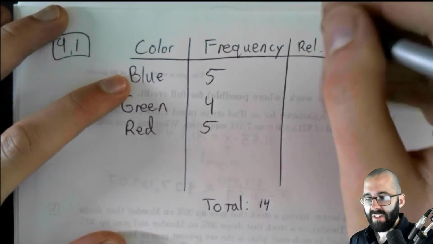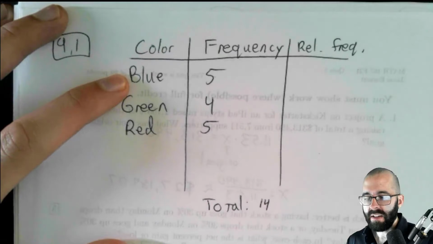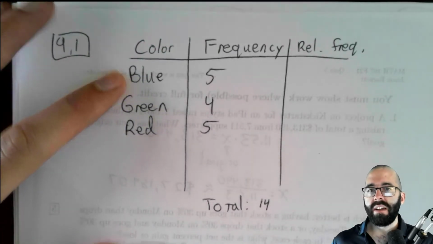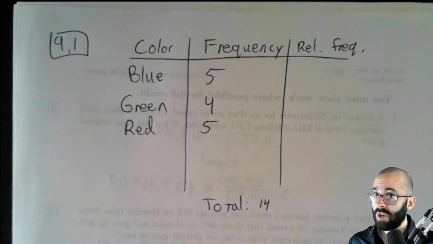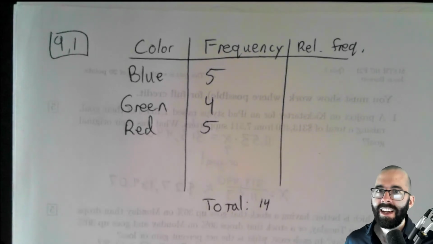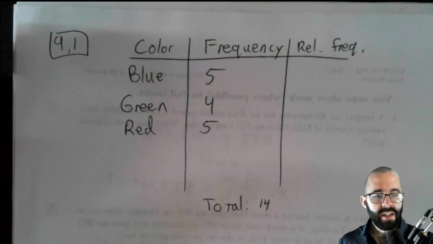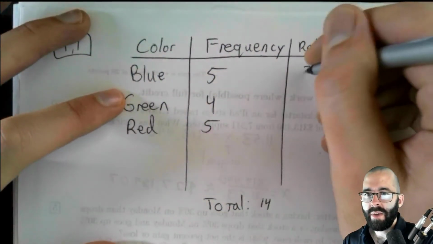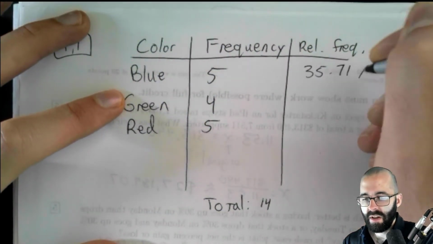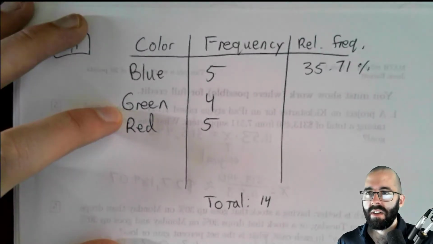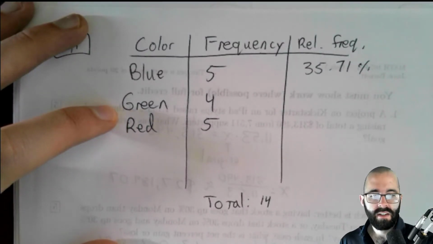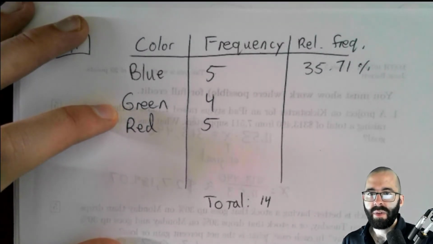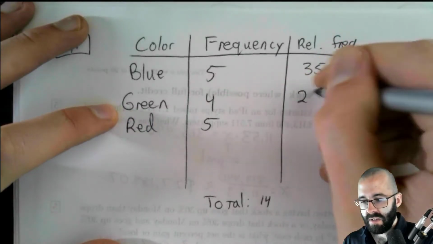So blue is going to be 5 out of 14. And you can write 5 out of 14. I don't have a preference whether you use reduced fractions, decimals, or percents, or you can calculate 5 out of 14 and see what percent that is. That's going to be about 35.71%. Do the same thing with green. That's going to be 28.57%.